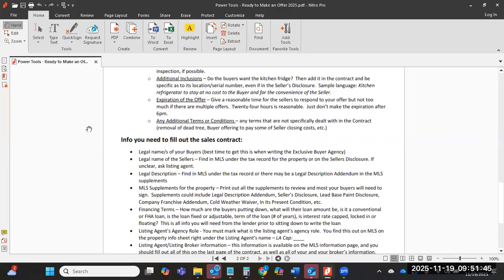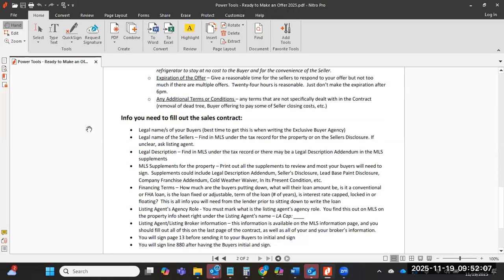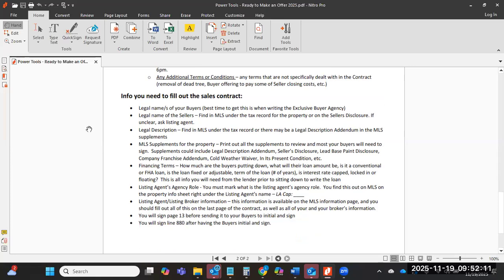Legal names of the sellers. You will find that on some of the MLS documents that we'll get to after break time here. Any MLS supplement or legal description. You'll need to either copy and paste that from the tax records, which I'll show you on MLS, or there may be a legal description addendum already included in the MLS documents. Any MLS supplements that are available to you and they want signed.